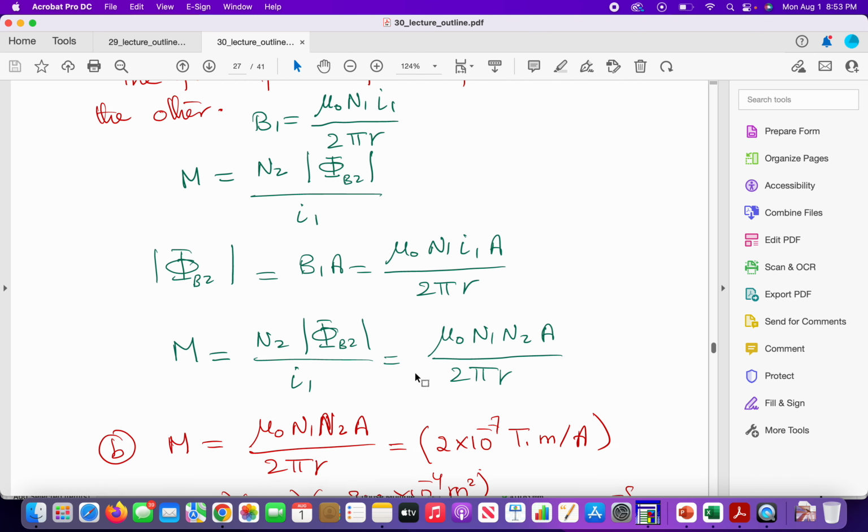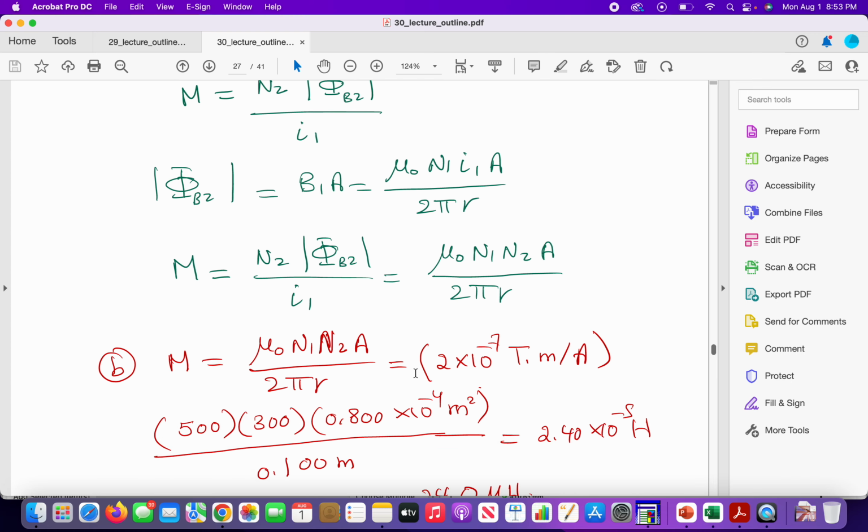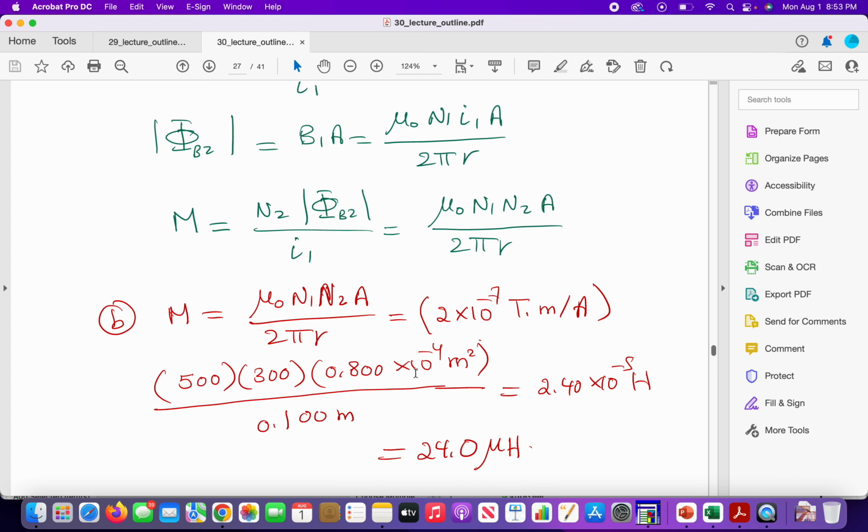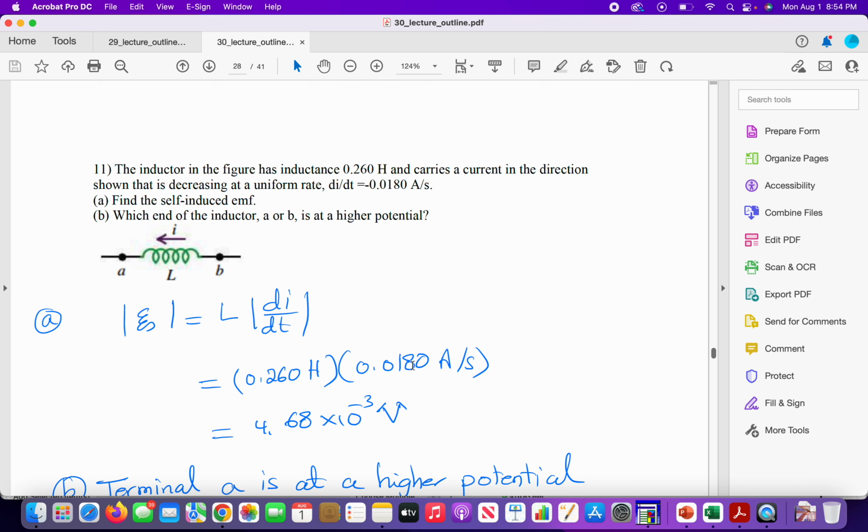I can simply plug in the numbers, but don't forget to convert the area into square meters, and also the radius into meters. The answer is 24 microhenries.